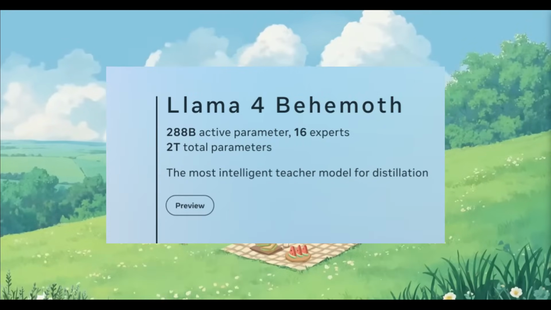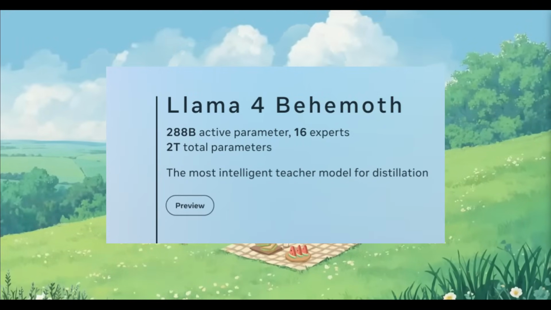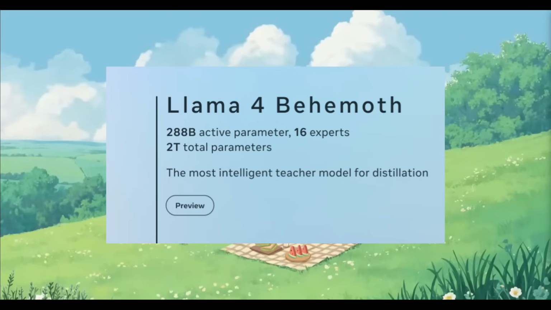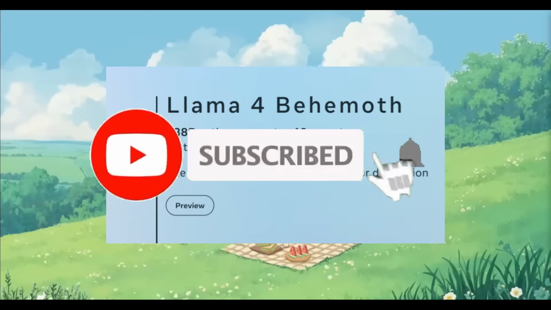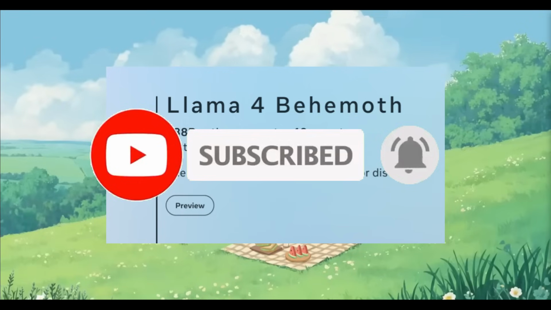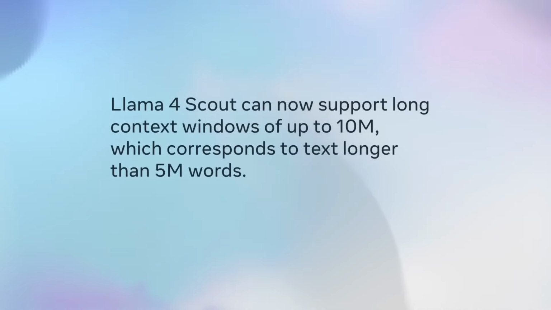Then lastly, we have Llama 4 Behemoth. This is something that's still in training, but already outpacing GPT-4.5, Claude 3.7 Sonnet, and Gemini 2.0 Pro on STEM benchmarks. It's the powerhouse behind the other two. Now, these models are giants and they're dominating on multiple benchmarks. Now, what I want to highlight right now is Llama 4 Scout.